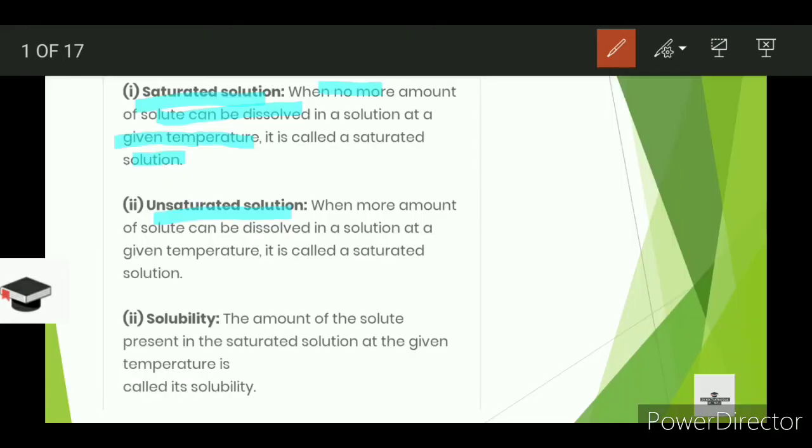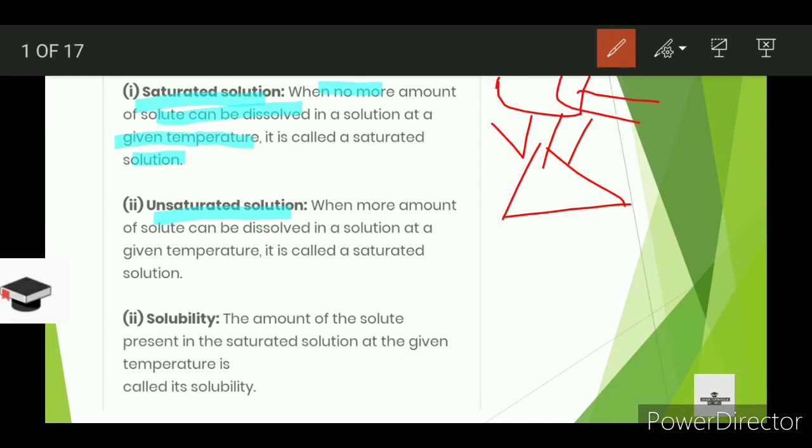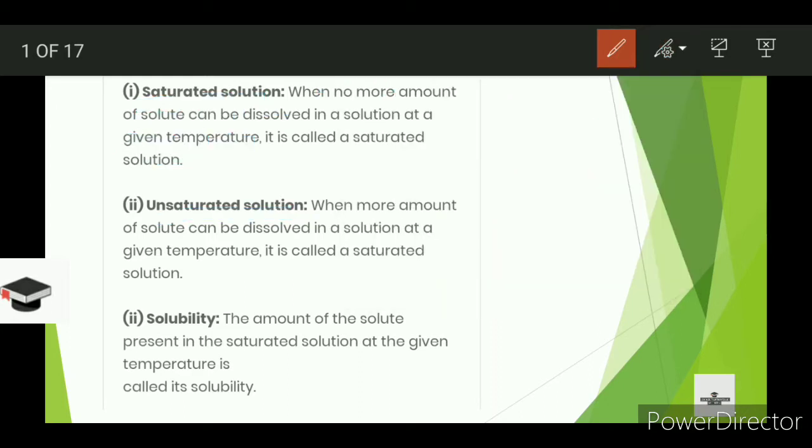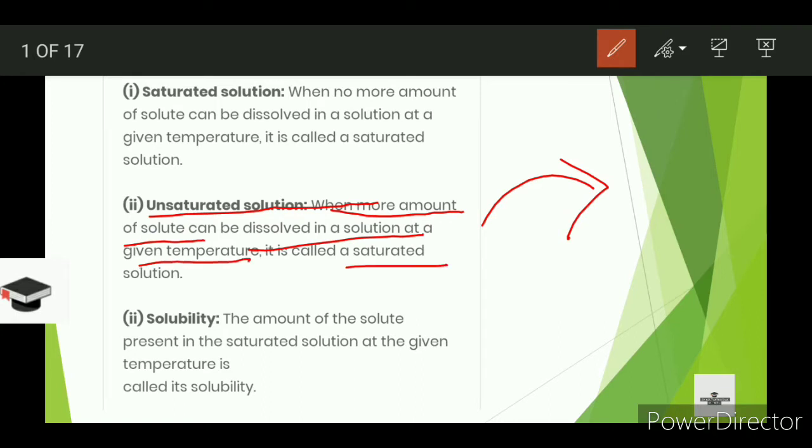And if this solution, for example water, is heated, then you can add 10 gram, 20 gram, 30 gram, any amount of sugar in the water. So we can say that this will become an unsaturated solution when it is heated. When more solute can be dissolved in that solution at a given temperature, it is called an unsaturated solution.